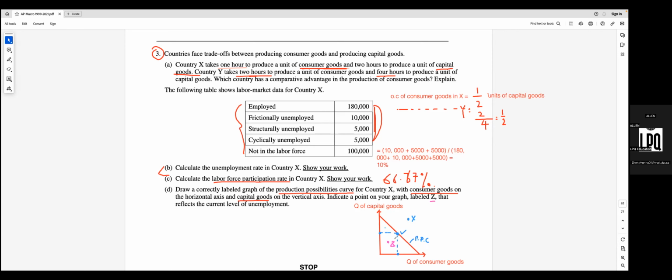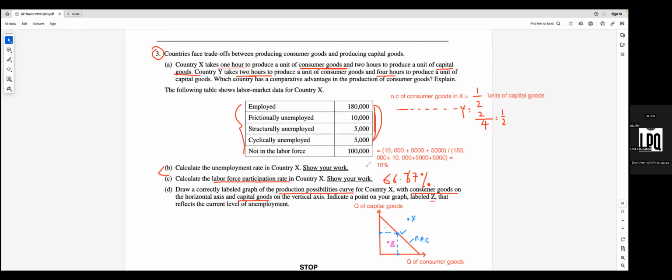Okay, but you cannot plot your point beyond the PPC. These are two wrong cases, okay? You need to plot your point anywhere inside the PPC, so you can label this one by Z. Once again, because you don't utilize all the resources.